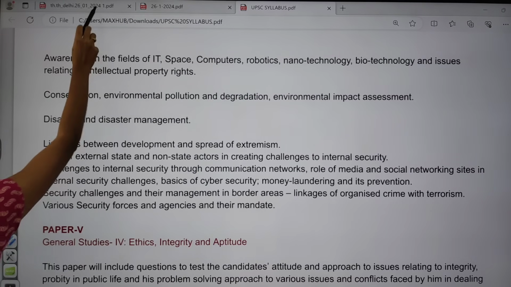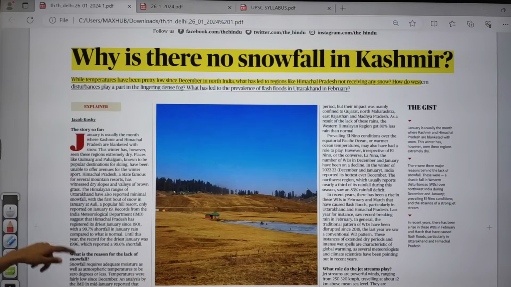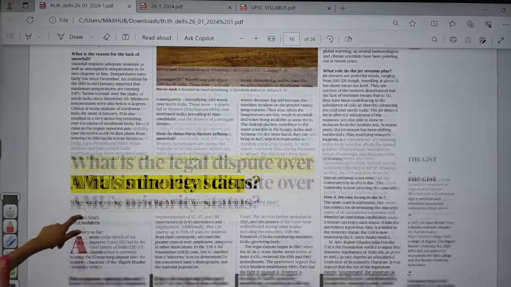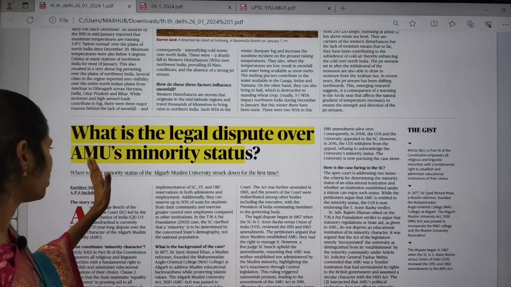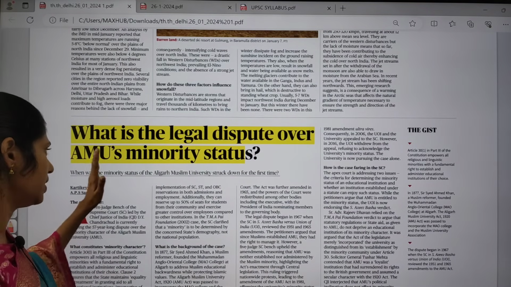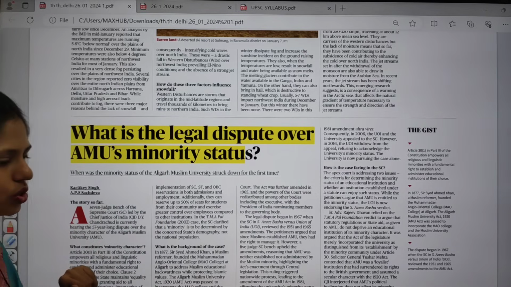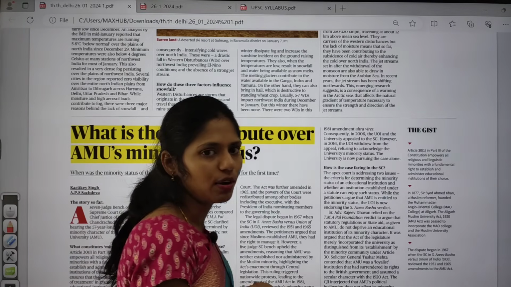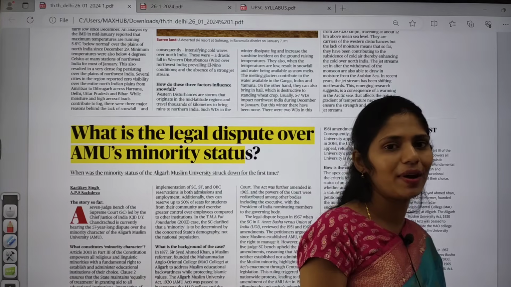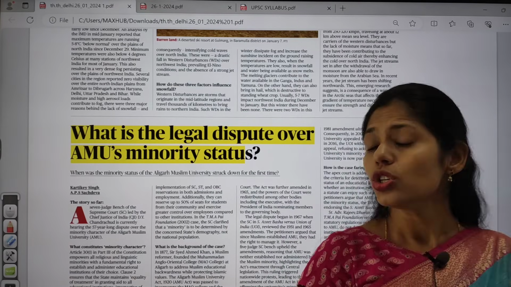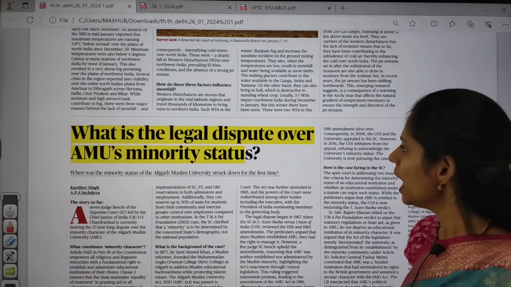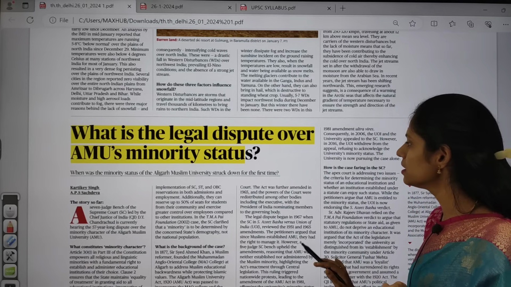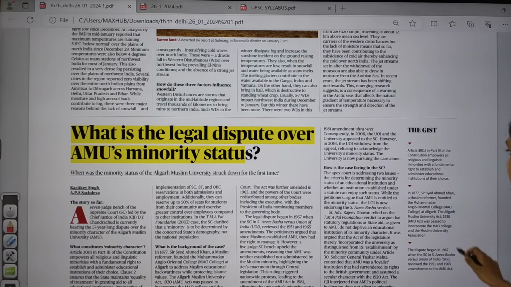Yeah. And now let us move back to our newspaper. So the next important topic is: what is the legal dispute over AMU, that is Aligarh Muslim University minority status? We already discussed the constitutional provisions regarding establishing minority education institutions. So which article is talking about that? That is Article 30, right?